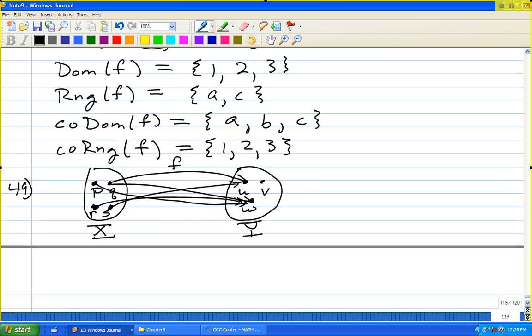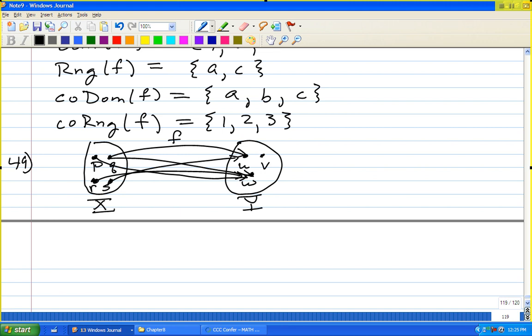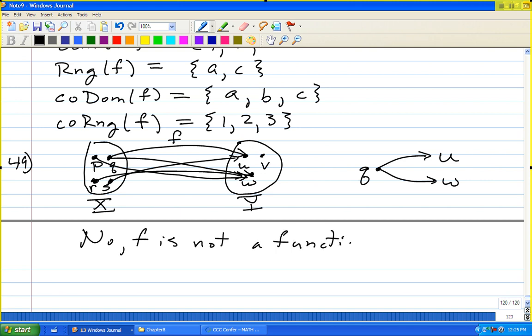So in this case, again, because I look here at Q, and well, you have an input at Q, but your output is either U or W. And so since Q goes to U and W, then I have that F is not a function. It is a relation, but not a function.